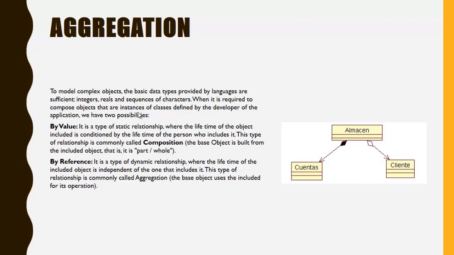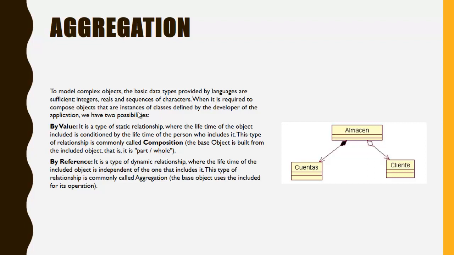Aggregation. To model complete objects, the basic data types provided by the language are sufficient: integer, real, and sequences of characters, like a string. When it is required to compose objects that are instances of classes defined by the developer of the application, we have two possibilities: by value and by reference.